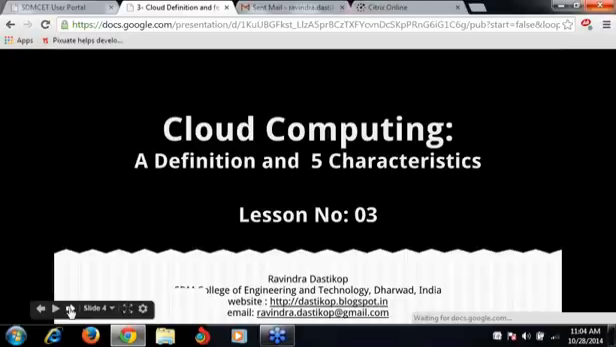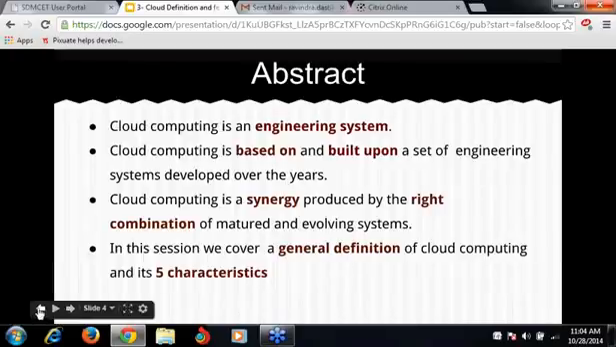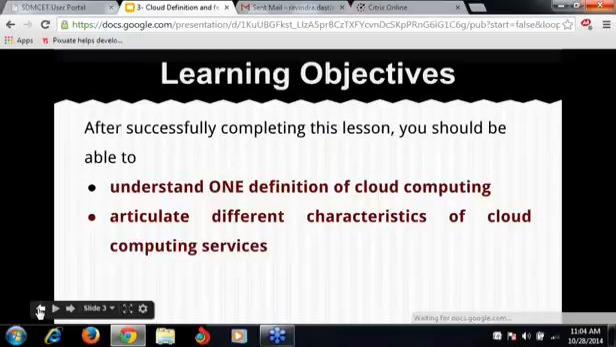The learning objective of today's lesson is very simple: to understand one definition of cloud computing and then articulate different characteristics of cloud computing.